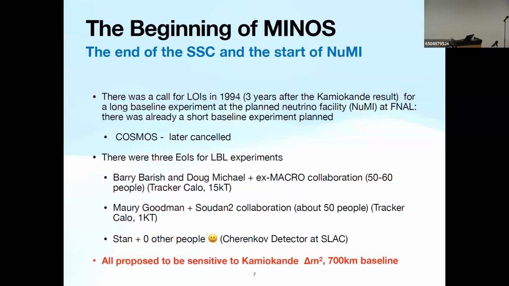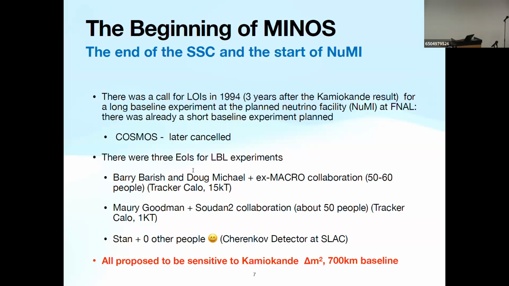Nevertheless, in 1994, 3 years after the Japanese had figured out that this was something to go after, I guess after the SSC closed, Fermilab called for expressions of interest for a long baseline neutrino oscillation experiment on what was going to be called the NUMI neutrino beam. Now, there was already an experiment planned for that called Cosmos, which was a short baseline experiment.